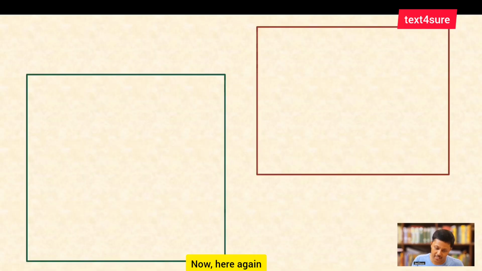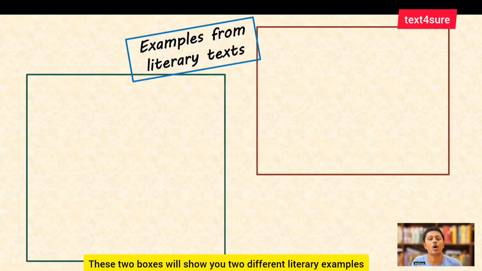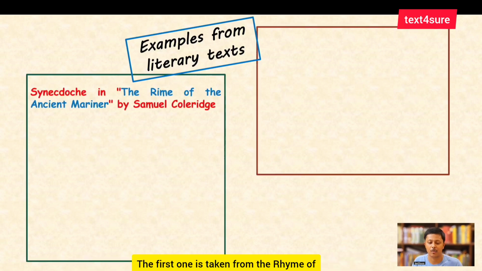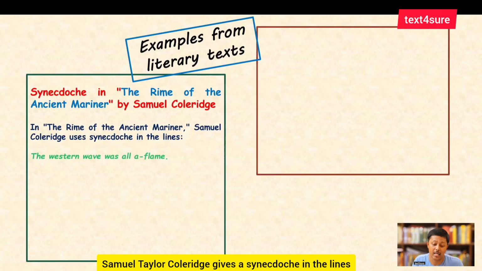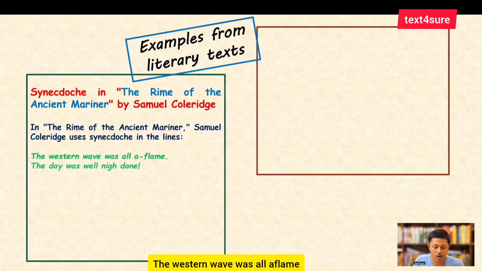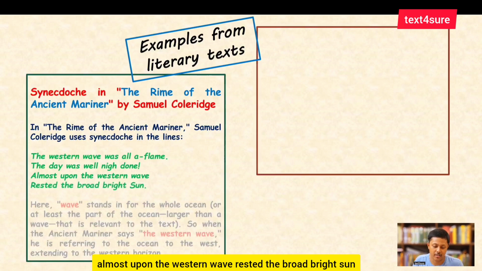Now here again we have literary examples, just like in metonymy. These two boxes will show you two different literary examples. The first one is taken from The Rime of the Ancient Mariner by Samuel Taylor Coleridge. In The Rime of the Ancient Mariner, Samuel Taylor Coleridge uses synecdoche in the lines: "The western wave was all aflame, the day was well nigh done, almost upon the western wave rested the broad bright sun."